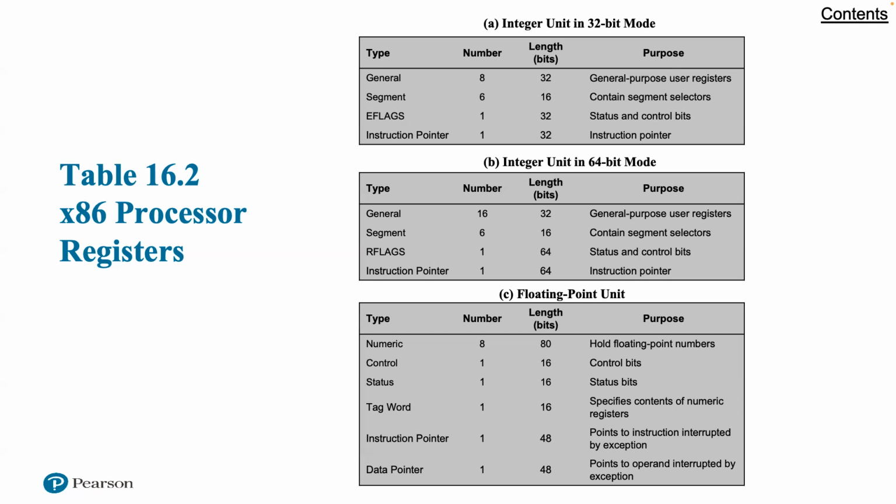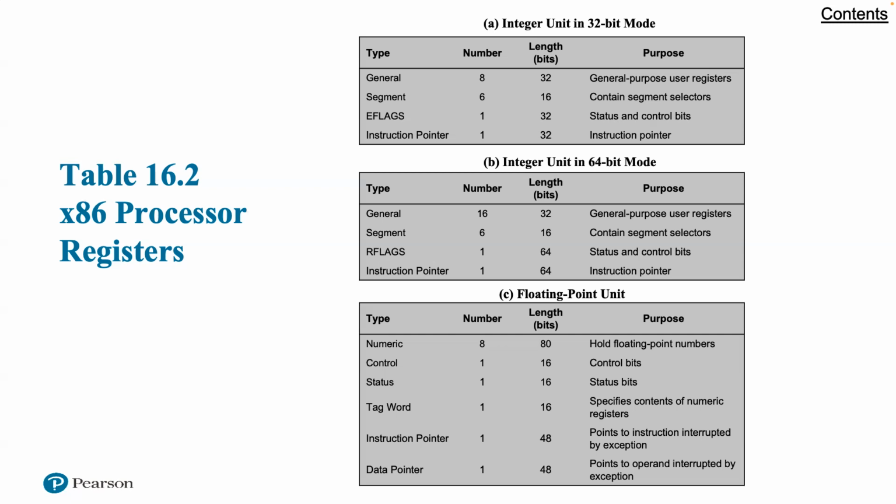For segment, the 6 16-bit segment registers contain segment selectors, which index into segment tables, as discussed in Chapter 9. The code segment, that is CS, register references the segment containing the instruction being executed. The stack segment, SS, register references the segment containing a user visible stack. The remaining segment registers, DS, ES, FS, and GS, enable the user to reference up to 4 separate data segments at a time. Then we have flags.